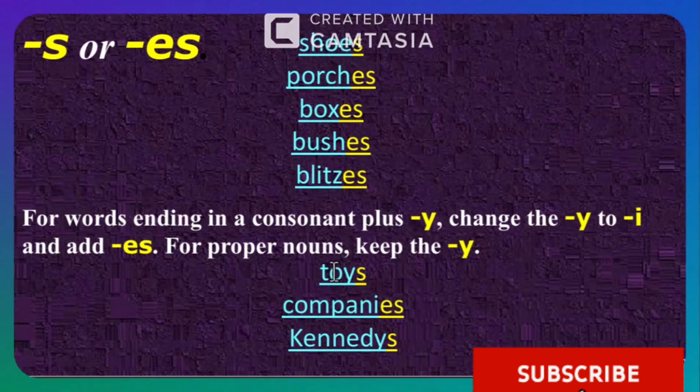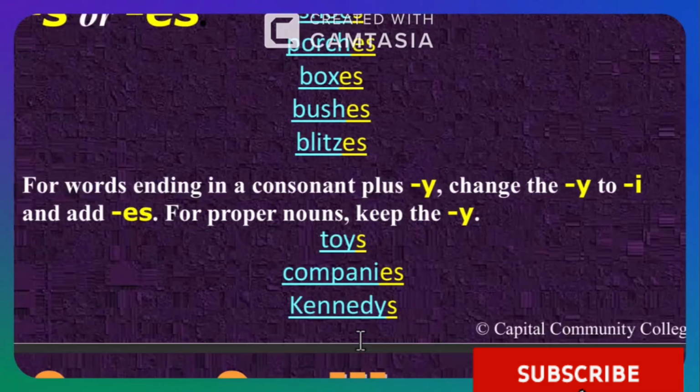This rule goes with the consonant and vowel letter as well. If before y we had a vowel letter, you do not change y. Directly add s. But if before y you had a consonant, you have to change the y to i and add es. Companies. Okay, this is kidneys. So here we have a proper noun. That's why we didn't change the y.